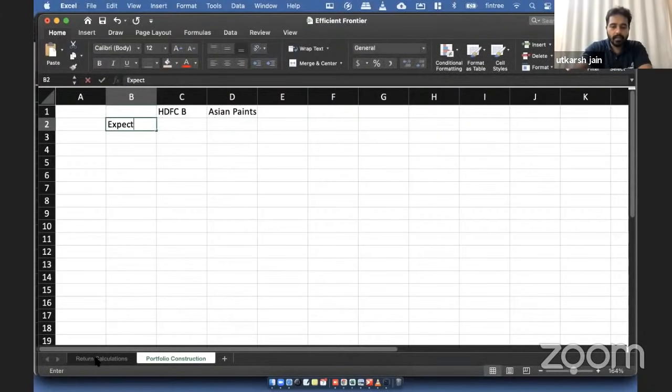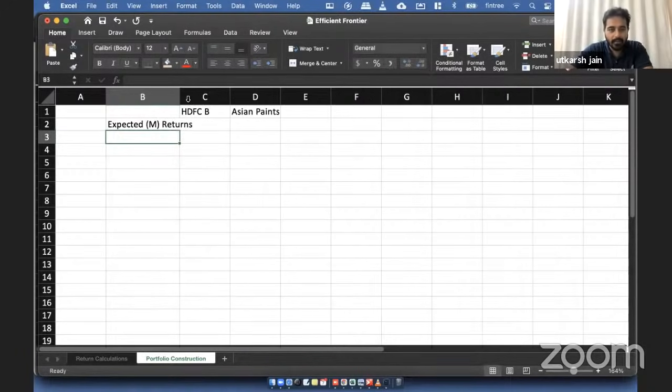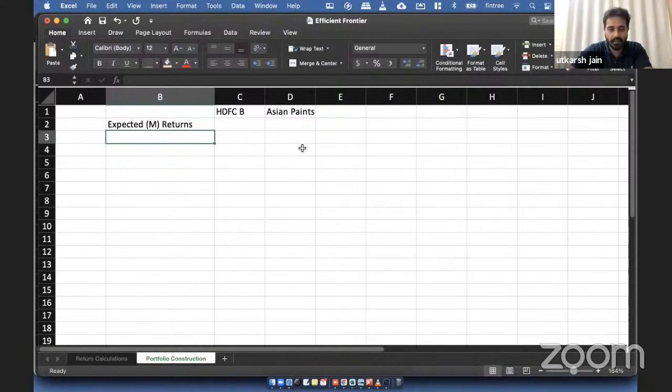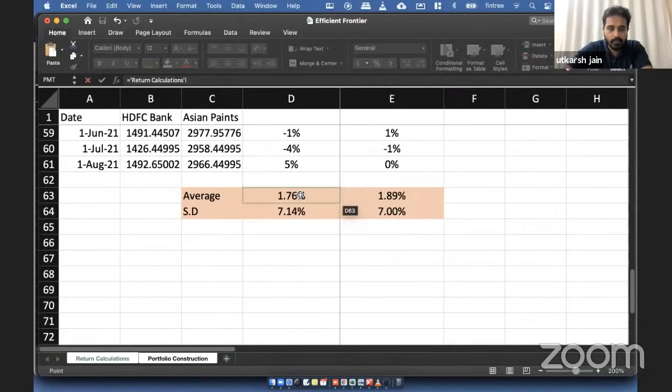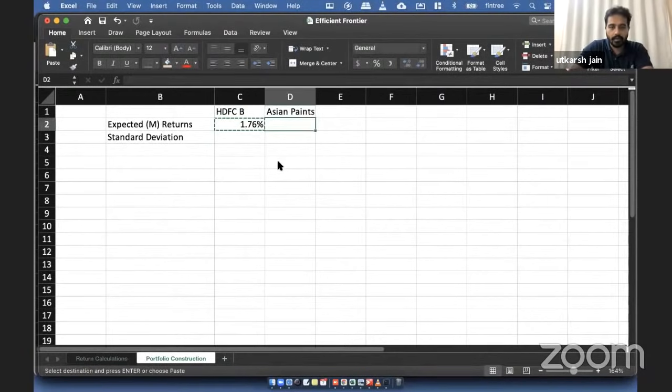I'm going to take expected monthly return. You could do this on an annual basis also. Generally in practice, most of the time it's done on an annual basis, but I don't have 10 years or 15 years of data available, so I'm doing it on monthly. It's fine, it doesn't make a big difference, at least from a learning perspective. So expected monthly returns, and obviously a standard deviation, right? For monthly returns, we'll just bring in these values. We will say it is 1.76 and 1.89, and standard deviation is 7.14 and 7%. I've just linked these numbers.